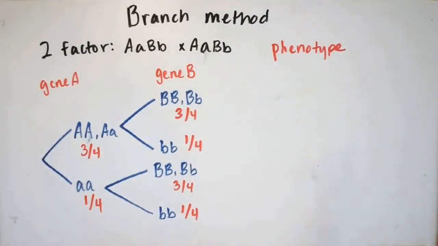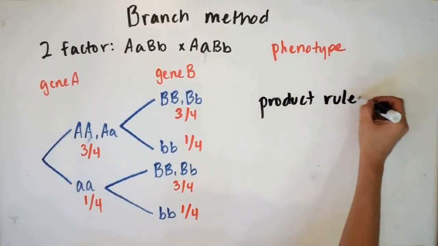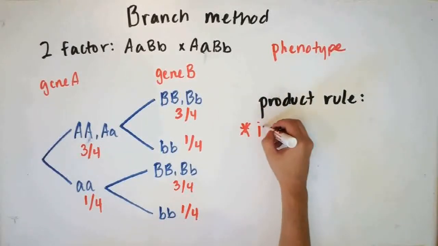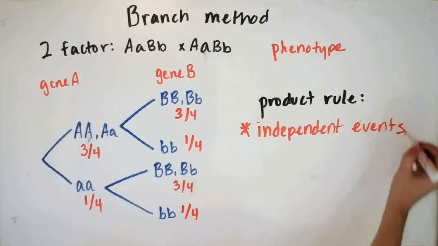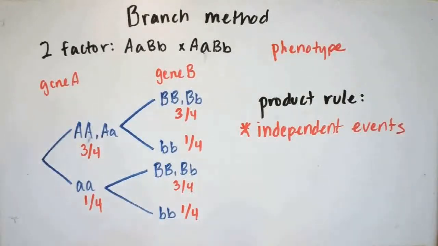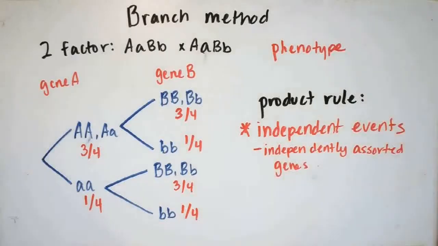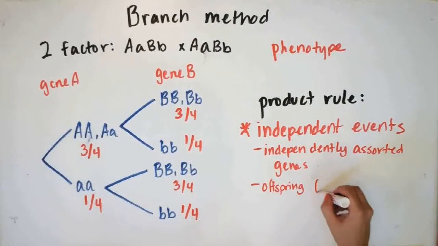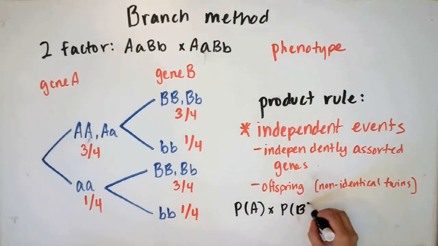Now, we can use the product rule to calculate the total probability associated with any particular branch. The product rule states that the probability that 2 or more independent outcomes will occur is equal to the product of their individual probabilities. The product rule applies to genes that obey Mendel's law of independent assortment. It is also applicable to other independent events, such as the birth of offspring or rolls of dice. The product rule can be expressed by this equation.